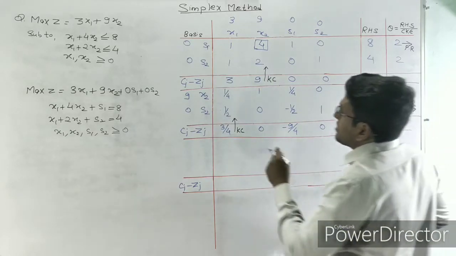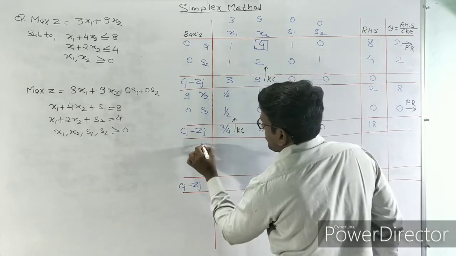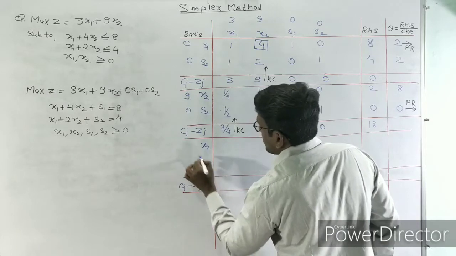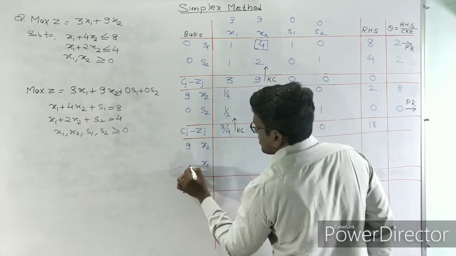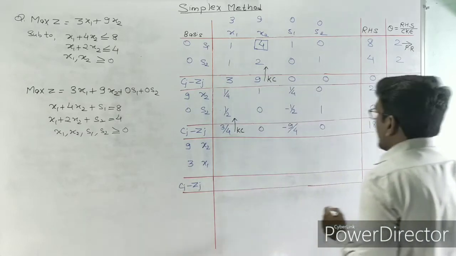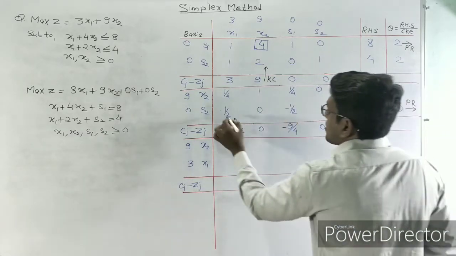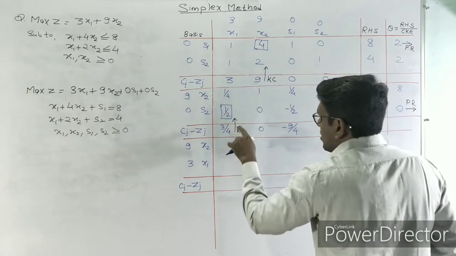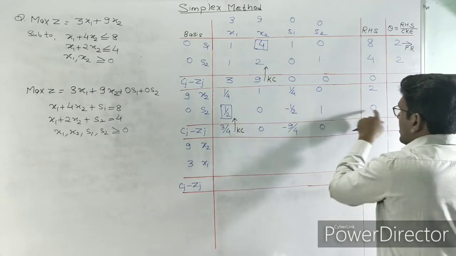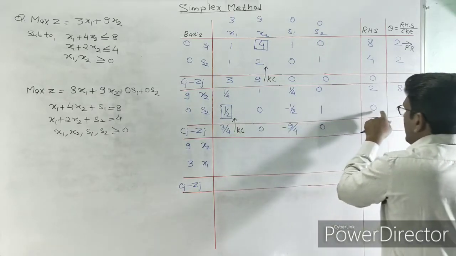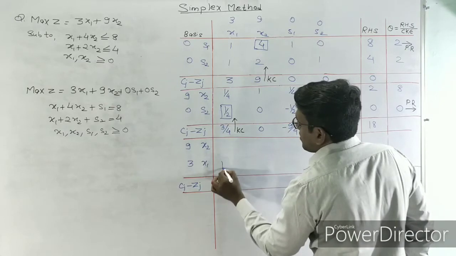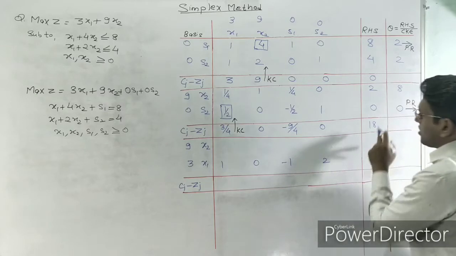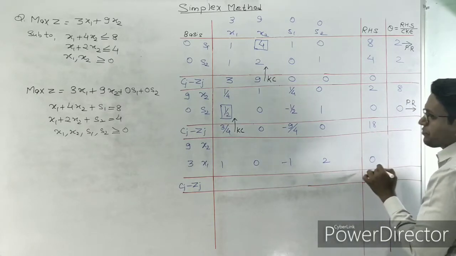Now let us move on with the matrix. This will be x2, and now s2 is replaced by x1, so this will be 9, this will be 3, and we need to make this as 1 and the remaining values in the column as 0. So what I'll do is I'll multiply row 2 by 2. So this will be 1, 0, minus 1, 2, 0 into 2 is 0.